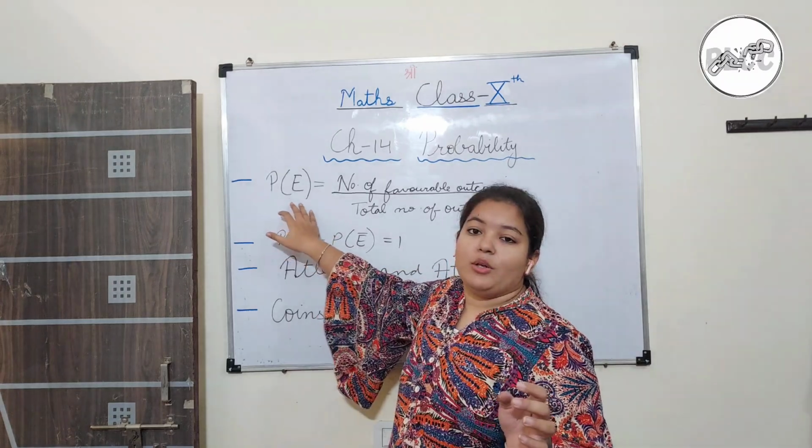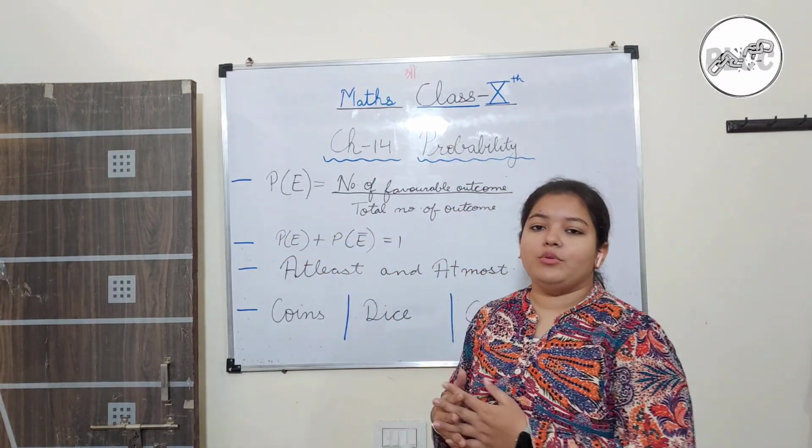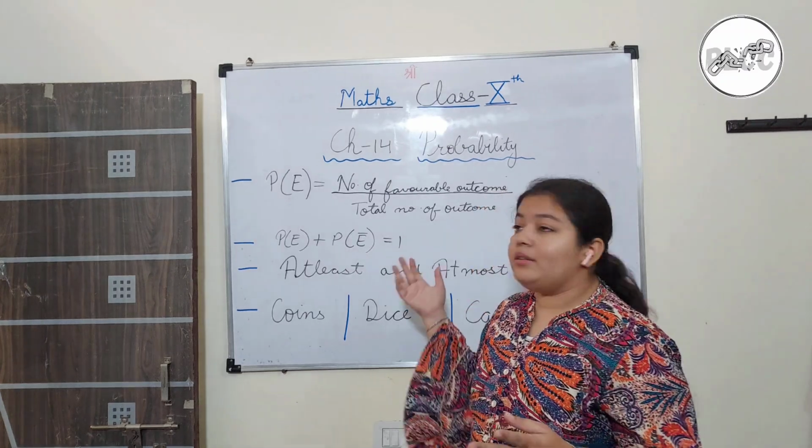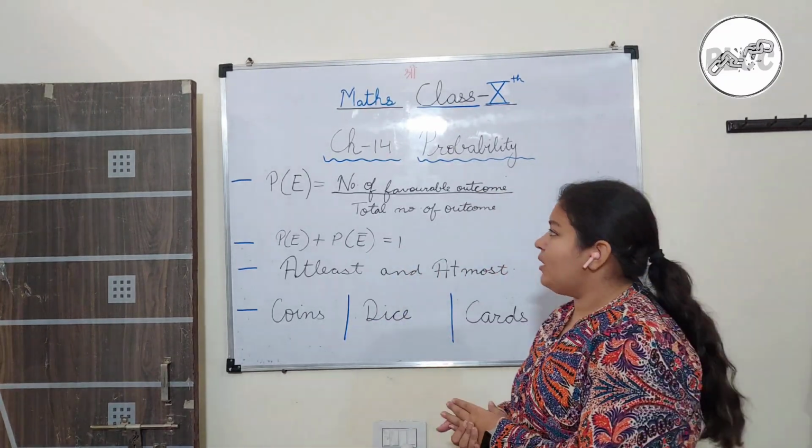Then we have the most important thing written here, that is the probability formula. How to read it: probability of an event is equal to the number of favorable outcomes upon the total number of outcomes. I'll show you how to do the question also. So this is the formula of probability: number of favorable outcomes, whatever they are, upon total number of outcomes.